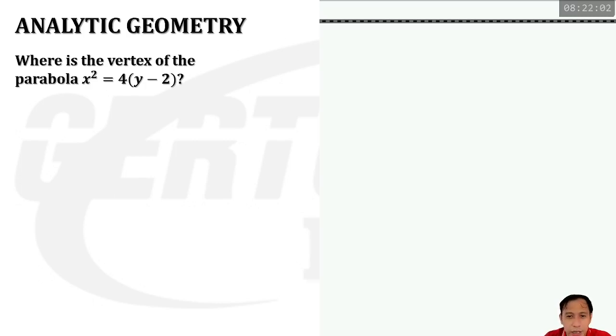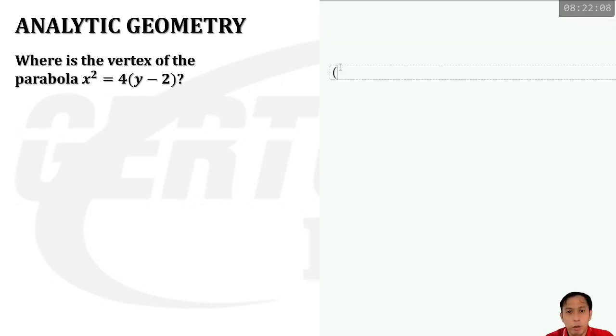Using MathCAD. Okay, mag-MathCAD lang ko ba, no? So, paano i-locate yung vertex? Well, simple lang, no? Simple lang. Dapat yung katabi ni x, it must be the x coordinate. Yan yung h, no?